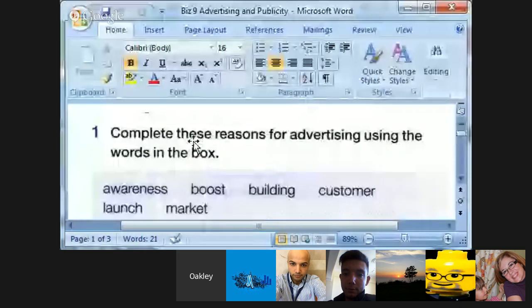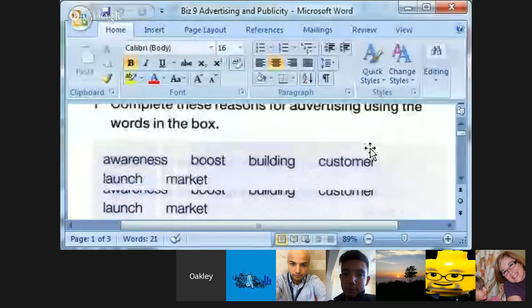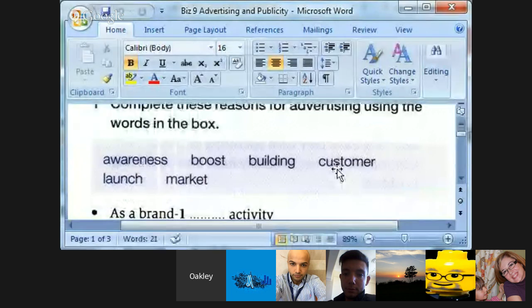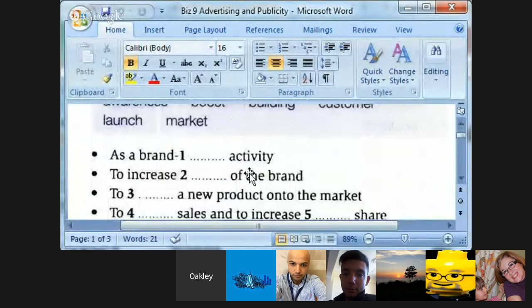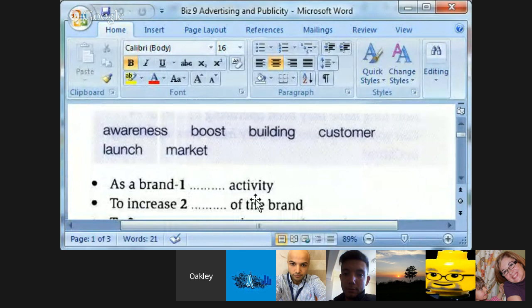Okay, we're looking at reasons for advertising. We're going to use these words in the box and do a little exercise. As we go along, we'll discuss these collocations. No, you don't come down with a headache. You come down with something, meaning I think I'm getting sick. My symptoms are nausea and a really bad headache. But anyway, okay. All right, in any case.